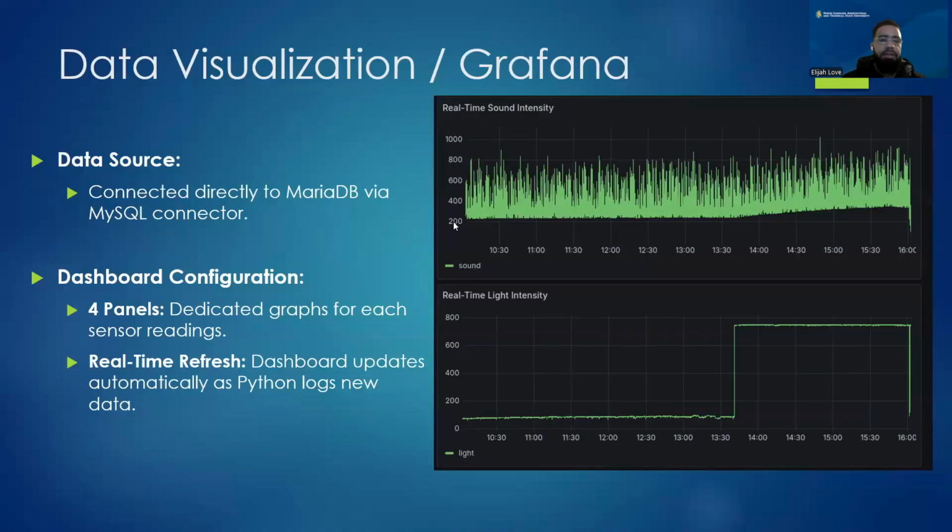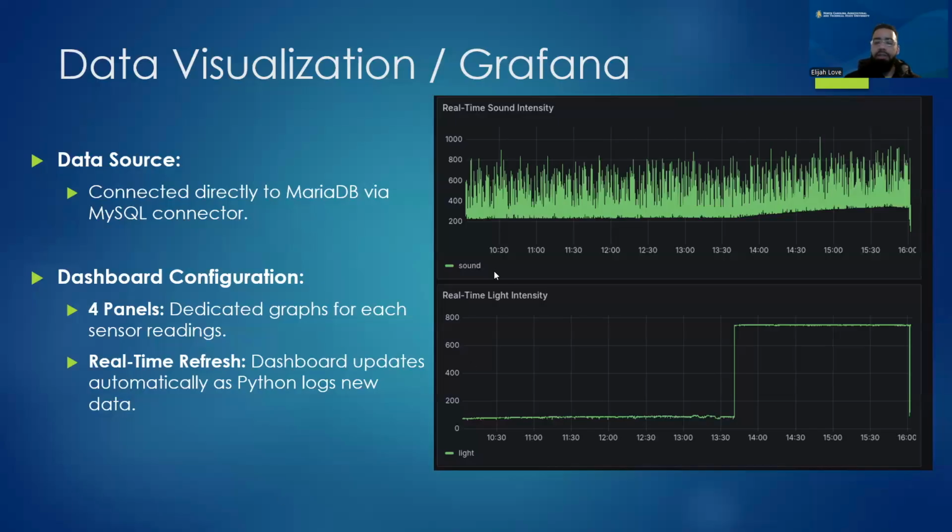All right, now time for the data visualization using Grafana. For the data source, I connected my database via the MySQL connector to give Grafana the ability to see and read from my sensor database. Then for the dashboard configuration, I made four different panels dedicated to each of the graphs for the sensor readings. They're all real-time refresh. So if you press refresh, you'll get the newest data from the last couple minutes, and they're automatic.